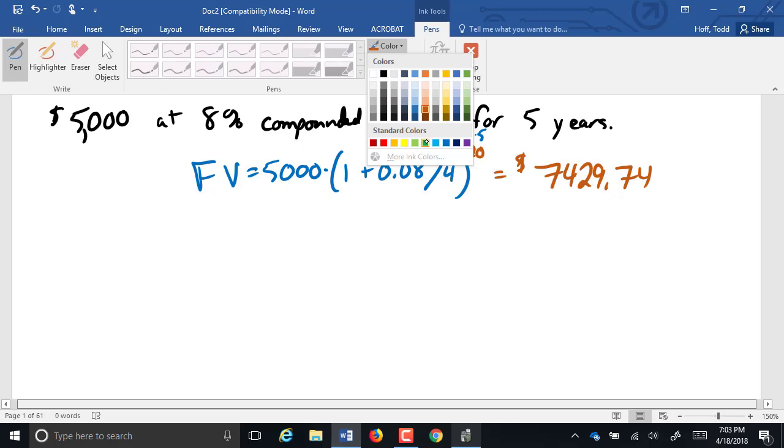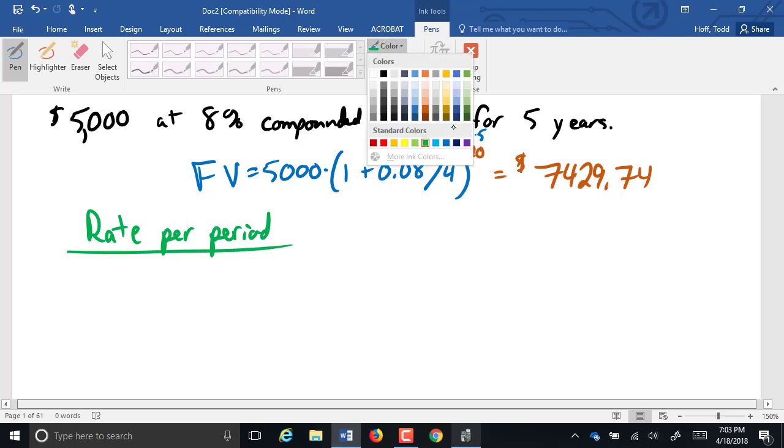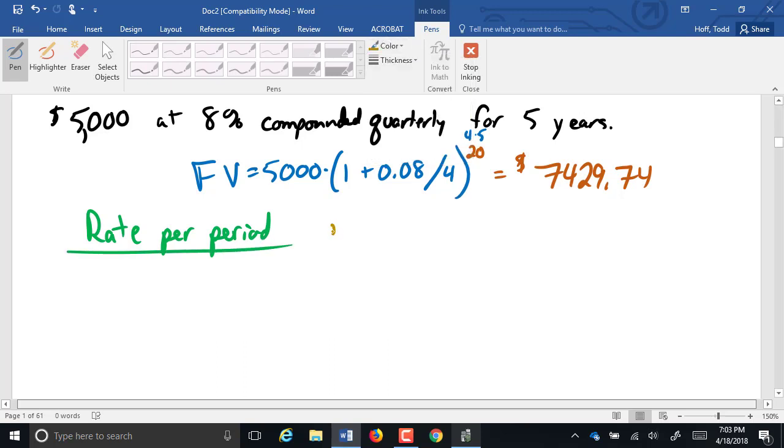Well, this table would allow us to calculate this. There are two things that you need for the table. One is rate per period. Rate per period is actually right out of the formula. That's R over N. But I don't have to do it as a decimal. It's just 8% divided by 4 periods in a year is 2%. That's my rate per period.